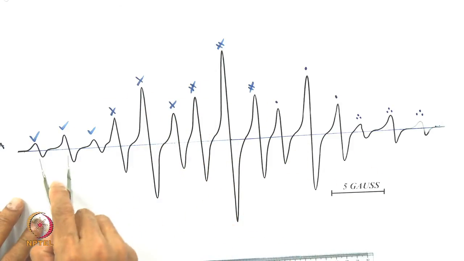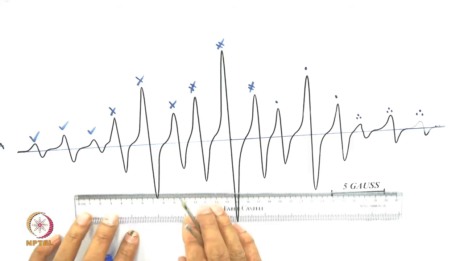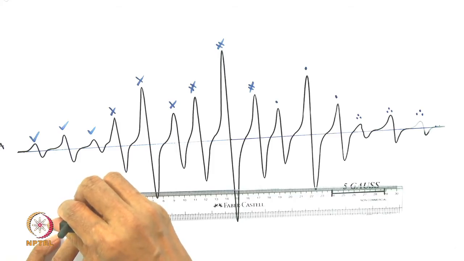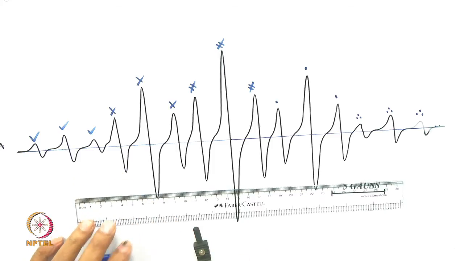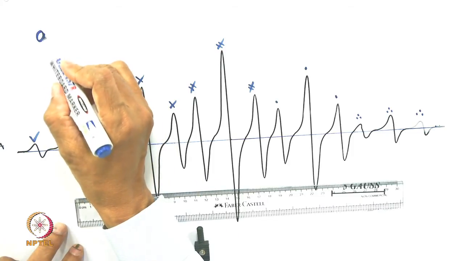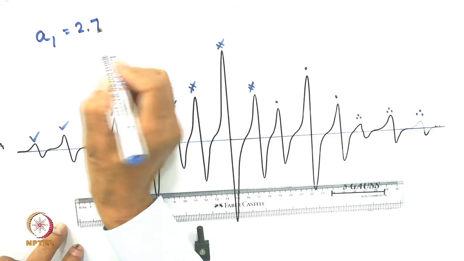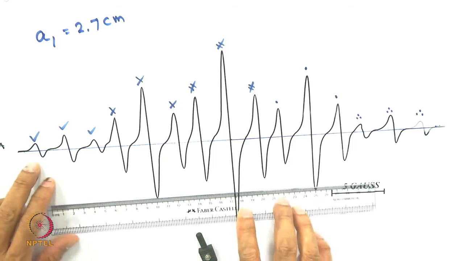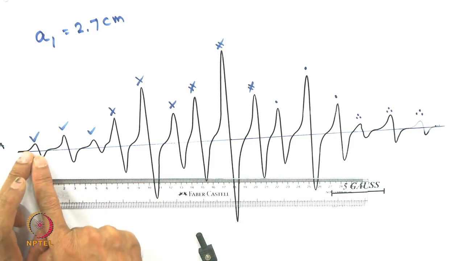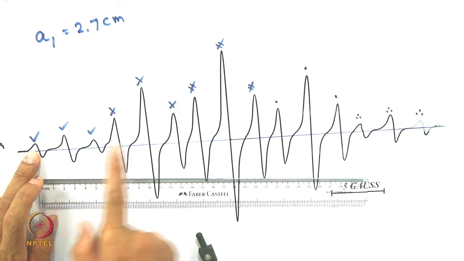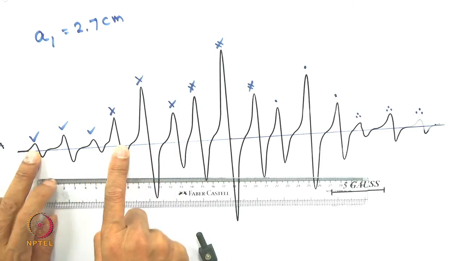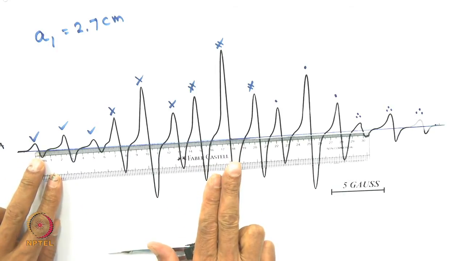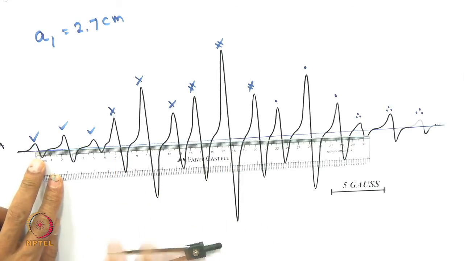So, one hyperfine coupling constant therefore corresponds to this gap, which is say 2.7 centimeter. And the next coupling constant will be the distance between, let us say, one line of this group to the corresponding line of the next group, that is from this to this. And that gap here is 7.5 centimeter.